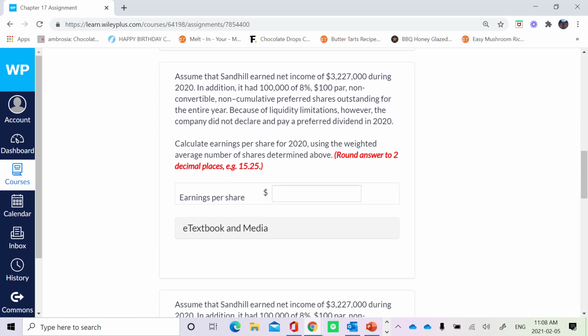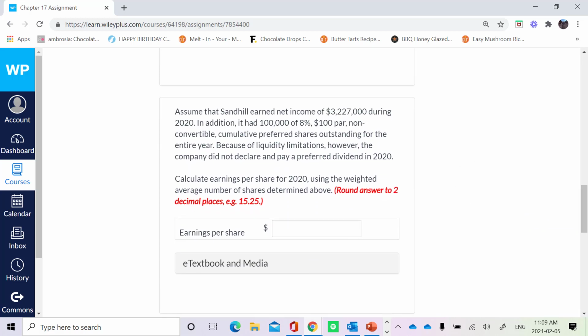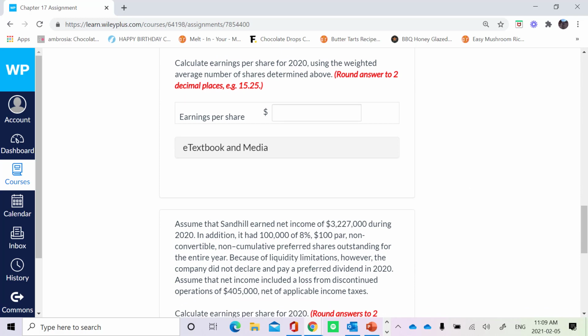And then once we have the weighted average, that's the bottom of our calculation. The rest of this, I believe, all relates to preferred shares. So we had some 8% non-convertible, non-cumulative. We didn't declare, so go back to the class or to the notes to see how to treat those preferred dividends. Then we have them cumulative and go through the same thing. So again, how do we treat a cumulative preferred dividend?